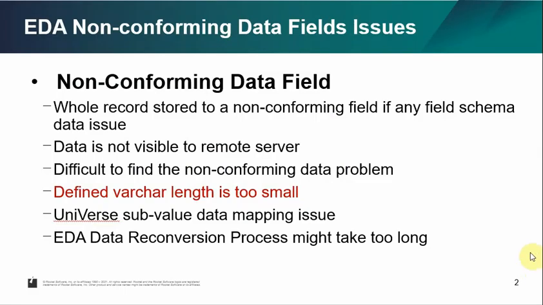So what is non-conforming data? There are a couple of reasons. The most common is varchar type, or sometimes the sub-value mapping is not correct, or some integer or data field causes a non-conforming. So before you run the EDA convert, you want to check all your non-conforming data first and fix your EDA schema. After everything is fixed, you can convert your data correctly to the remote server.